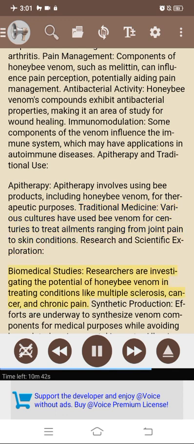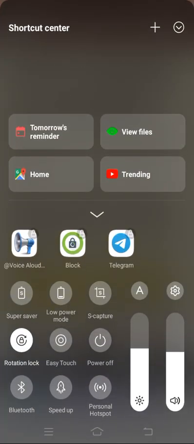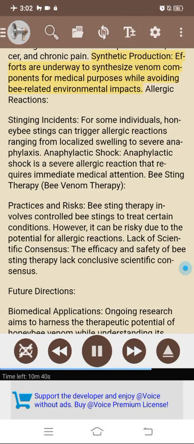Research and scientific exploration. Biomedical studies. Researchers are investigating the potential of honeybee venom in treating conditions like multiple sclerosis, cancer, and chronic pain. Synthetic production. Efforts are underway to synthesize venom components for medical purposes while avoiding related environmental impacts.